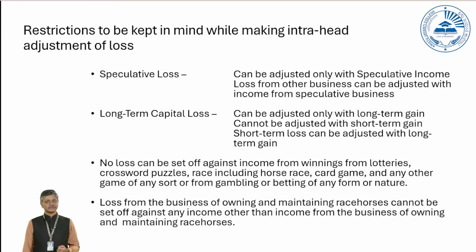Next, long-term capital loss. Long-term capital loss cannot be adjusted with short-term gain, whereas a long-term gain can be utilized to adjust a short-term loss as well. Next, no loss can be set off against winnings from lottery tickets, crossword puzzles, horse races, card games, or any other game activity of that sort, or even gambling and betting. All these losses cannot be adjusted with any other source of income. These are called casual incomes. Loss from the business of owning and maintaining horses cannot be adjusted against any other business. Income made from horse race maintenance can be utilized to adjust the horse maintenance losses.